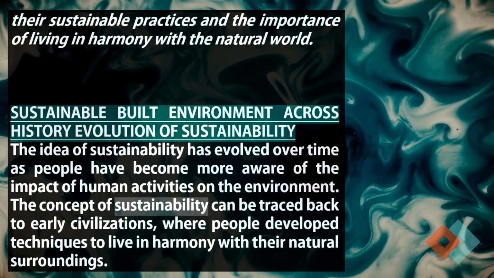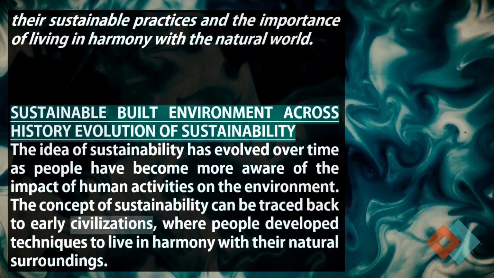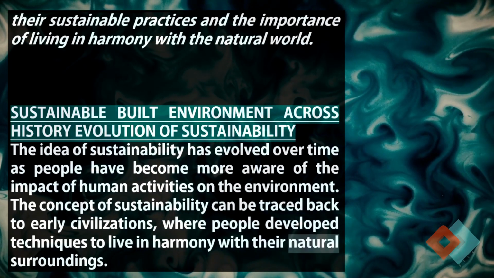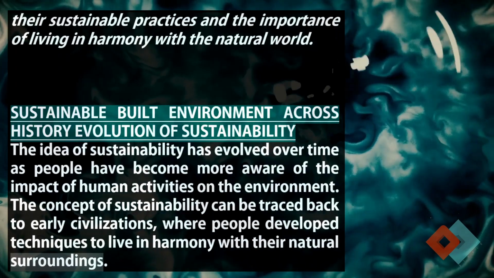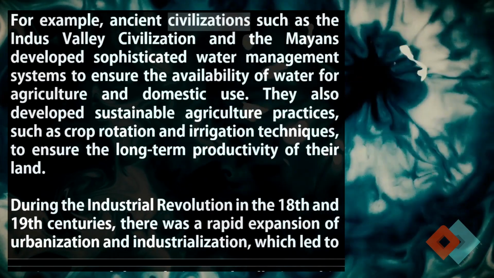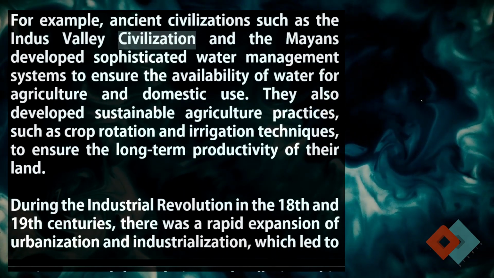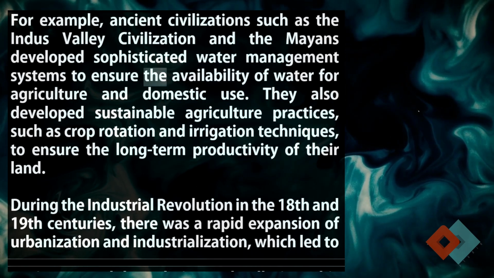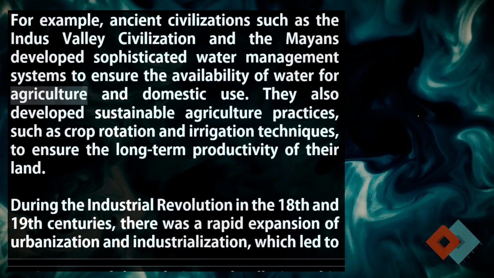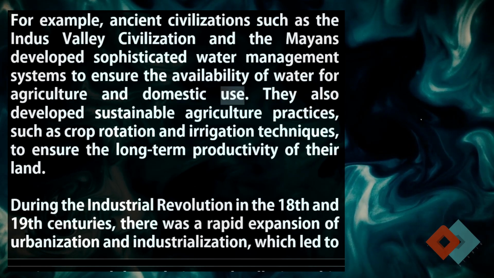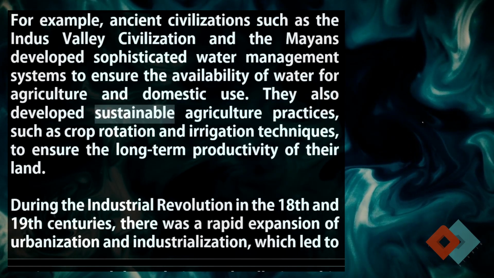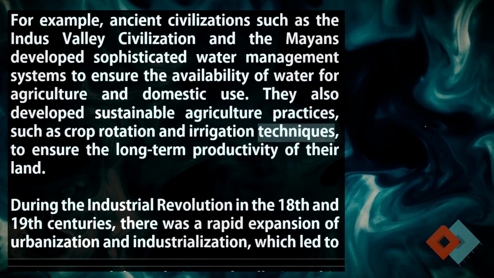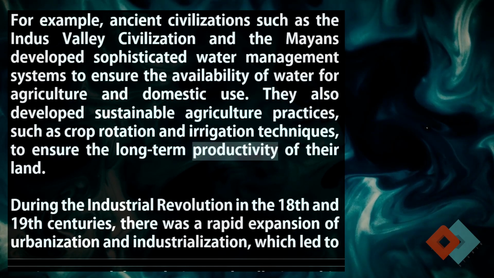The concept of sustainability can be traced back to early civilizations, where people developed techniques to live in harmony with their natural surroundings. For example, ancient civilizations such as the Indus Valley Civilization and the Mayans developed sophisticated water management systems to ensure the availability of water for agriculture and domestic use. They also developed sustainable agriculture practices, such as crop rotation and irrigation techniques, to ensure the long-term productivity of their land.